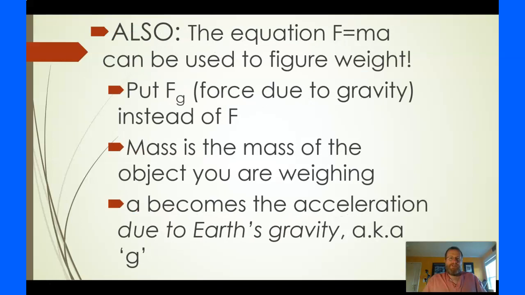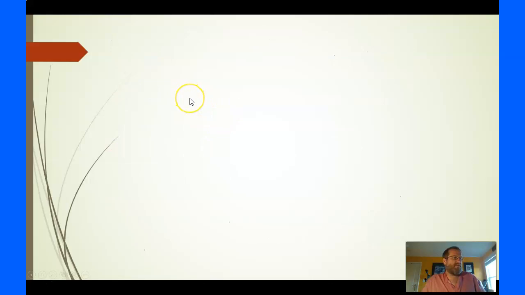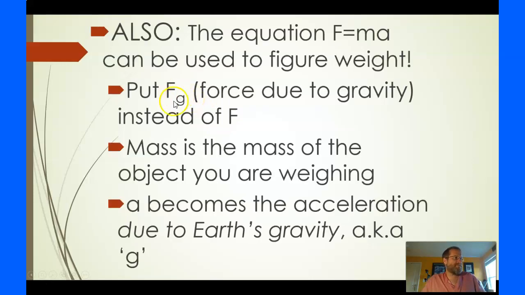Also, the equation F equals ma can be used to figure out your weight. I'm going to show you what we mean here. Put F subscript g instead of just force. So it's force due to gravity, which is the weight. m is the mass of the object you're weighing in kilograms. Mass is always in kilograms. And the a becomes acceleration due to Earth's gravity, also known as lowercase g.